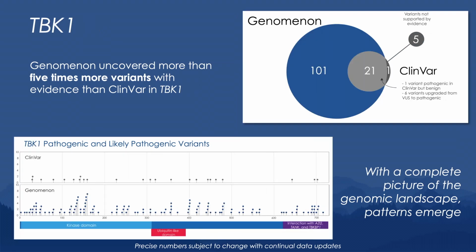And then lastly, for a less prevalent gene, which is found to vary in ALS patients, the TBK1 gene is 5 times more represented in the Genomenon ALS landscape compared to ClinVar. And again, you see the value of that representation in a more comprehensive landscape being reflected in the patterns that you see across the different domains of TBK, including the tank domain there at the right.